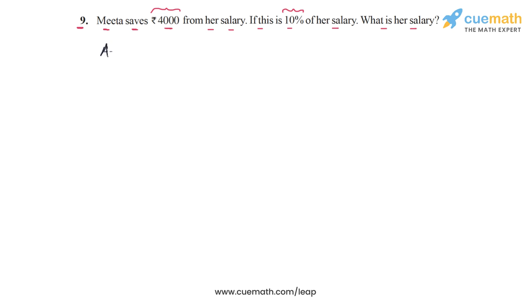So let's start by assuming some variable for the total salary. Let's assume that the total salary is, let's say, rupees X. Now I'm going to show you two slightly different ways to find X. In the first approach, we can set up an equation in X. So the first approach is an equation approach.